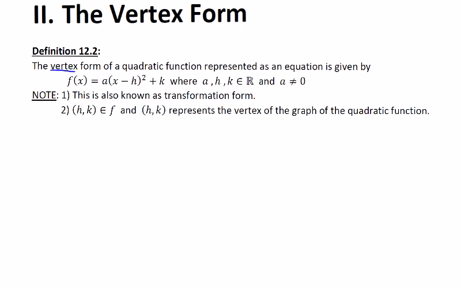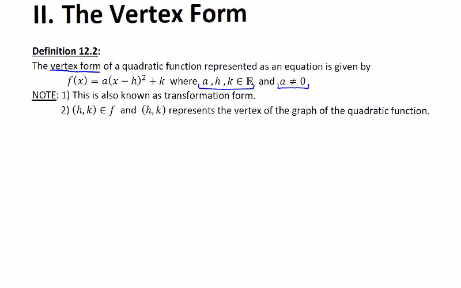And the vertex form is recognized by the following equation: f of x equals a times x minus h squared plus k, where the a, h, and k are all real numbers, and again, a is not allowed to be 0. So we've already investigated a little bit about why a can't be 0. We saw that in definition 12.1. So we'll leave that to rest for now and focus more on the a, h, and k.